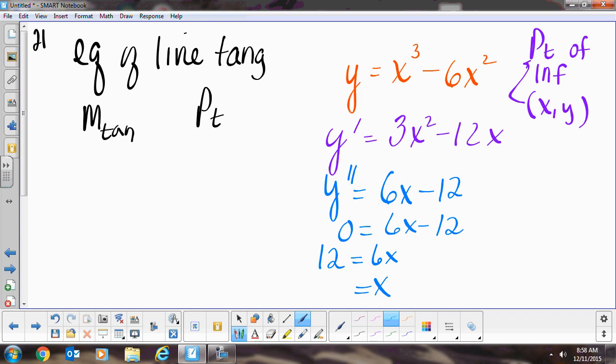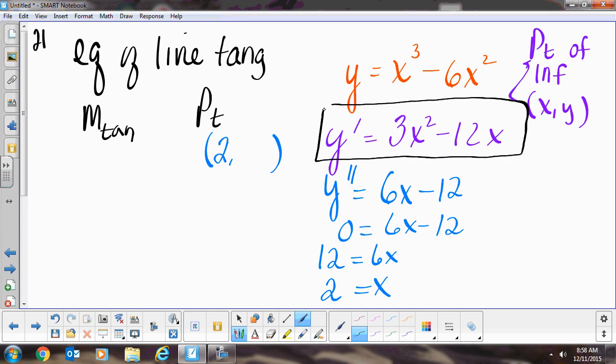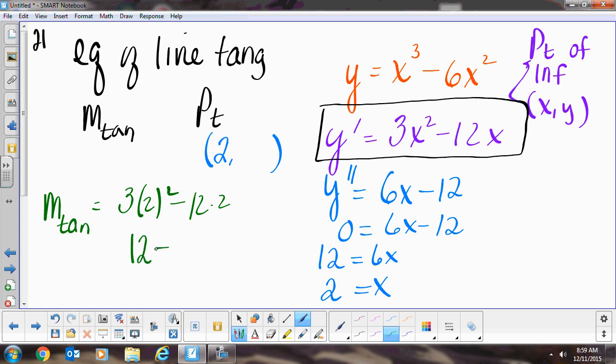And that's going to be, so I have half a point. Can I now find slope? There's my slope generating equation. Do I know my x? Yes. So my slope of the tangent line is going to be 3 times 2 squared minus 12 times 2, or 4 times 3, which is 12, minus 24, what? Negative 12. So there's the slope of my tangent line.